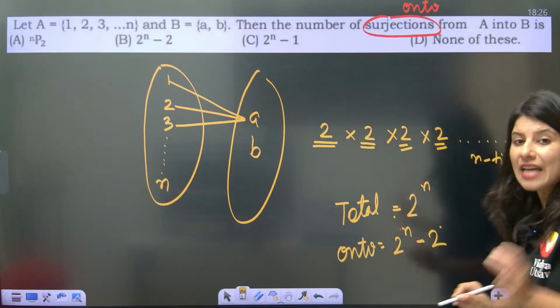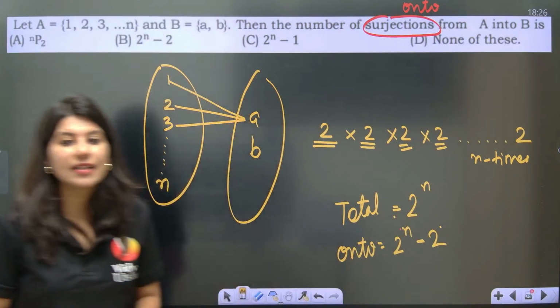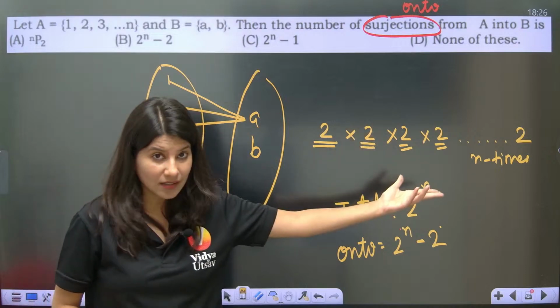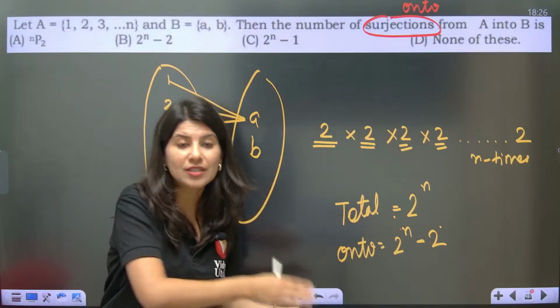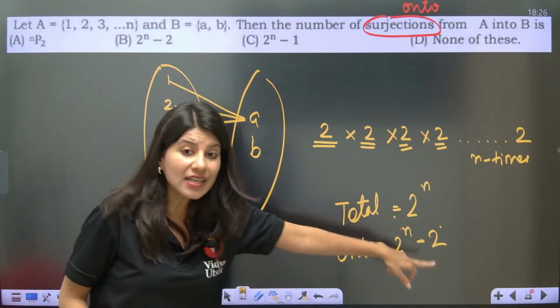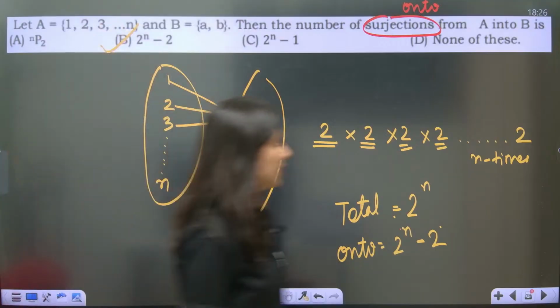These two cases are for into functions. So basically what I'm trying to say is, if there are 2 raised to power n functions, 2 out of them will be into functions. That means 2 raised to power n minus 2 will become onto functions. Option B is absolutely correct.